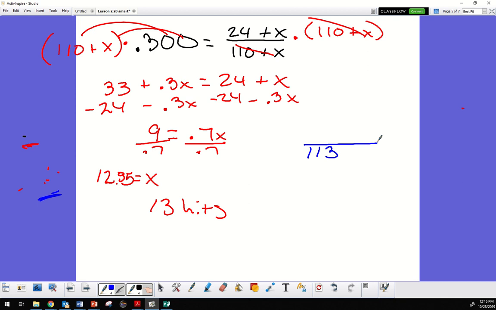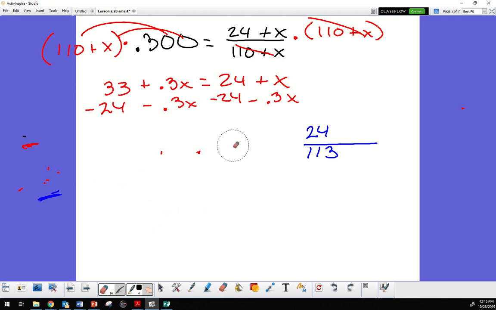How many hits does he have? Did he get 3 hits? No, he struck out 3 times. How many hits does he have? x. He still has 24 hits, doesn't he? So that's not changing. We still have 24 hits. Does he still want the .300 batting average?